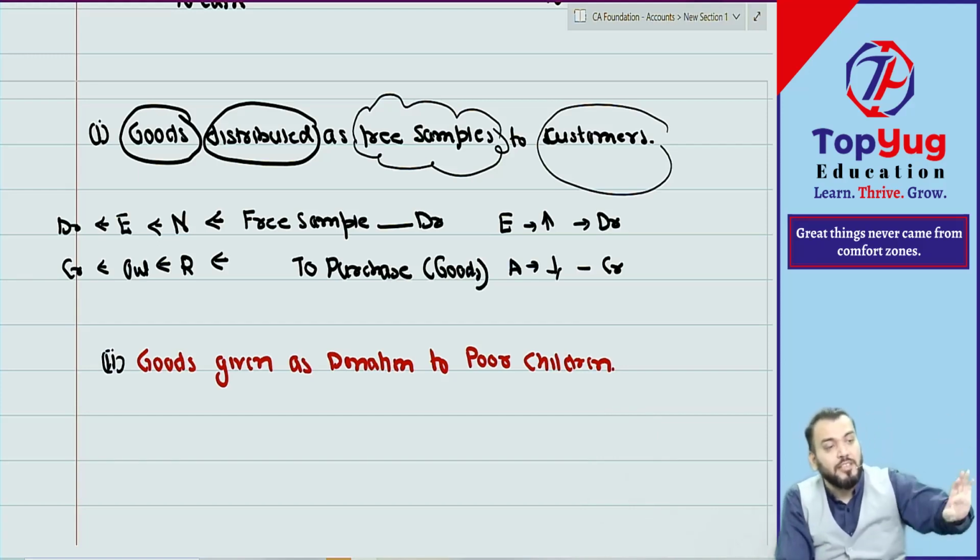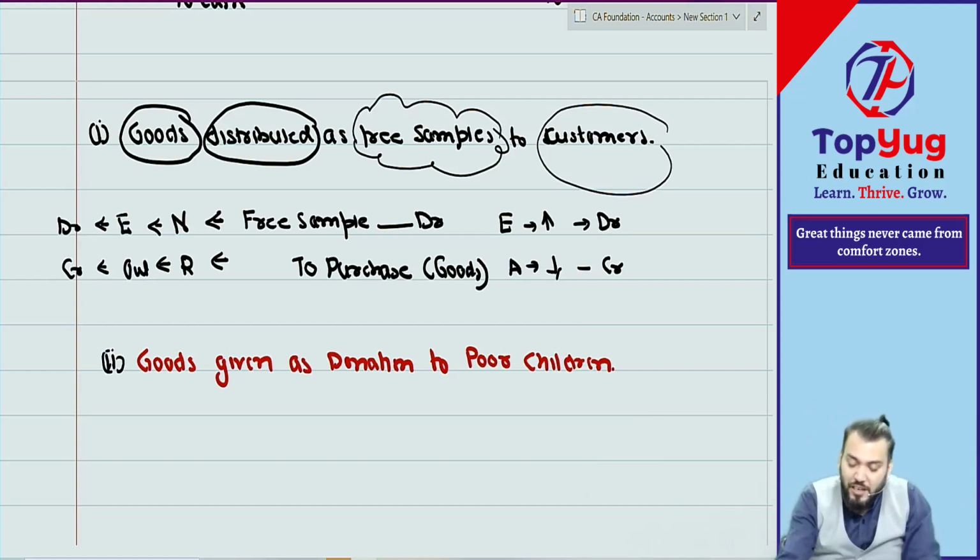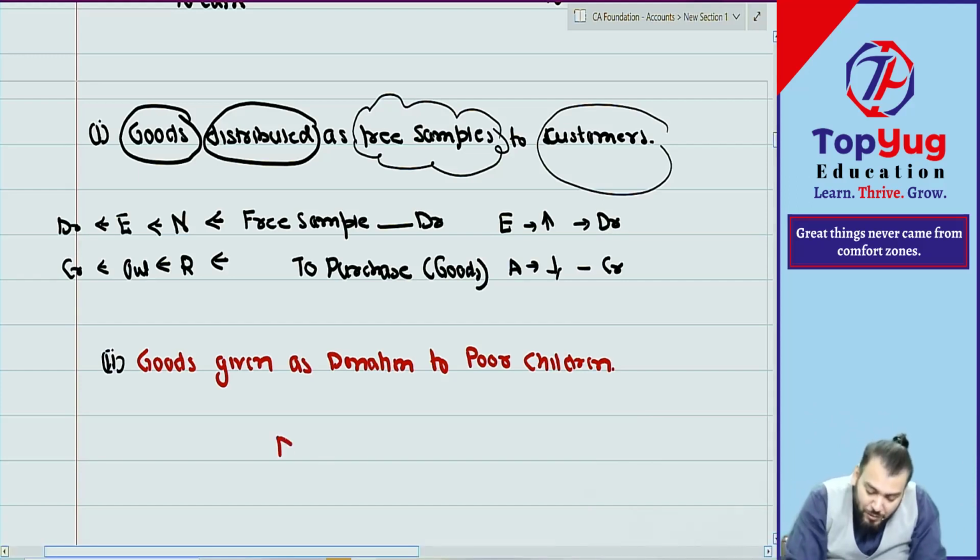Already the purchase account is debited. Now we are giving donation. So what journal entry? Tell me. Donation account debit to what? I hope now you are able to understand. So, donation account debit to purchase account.